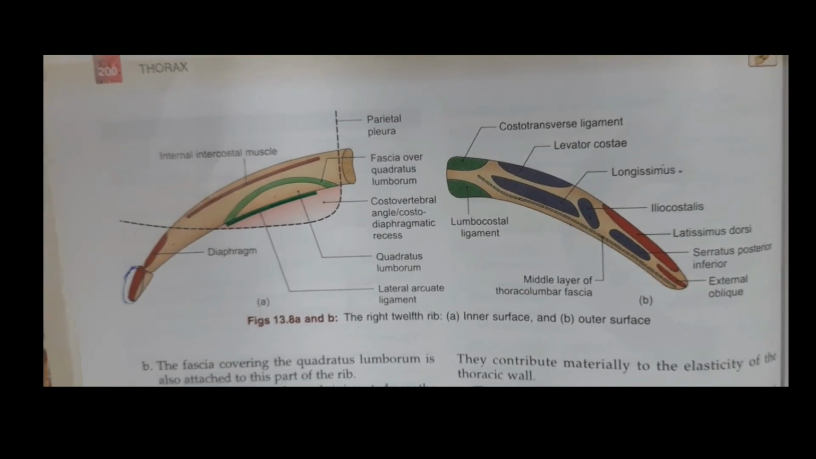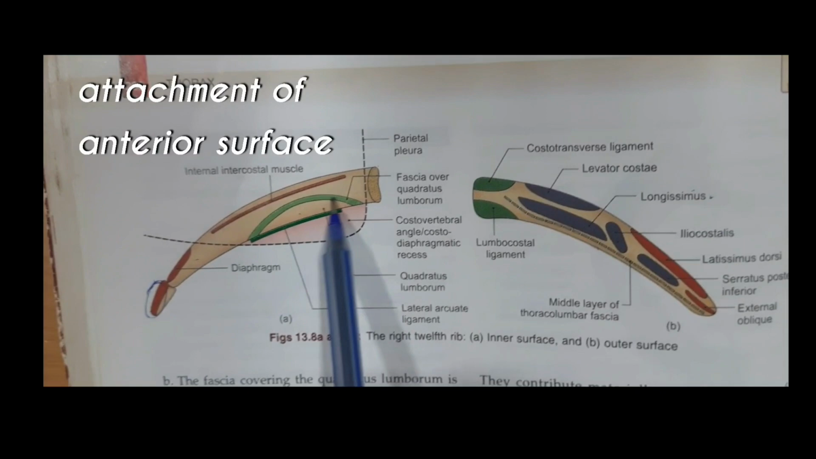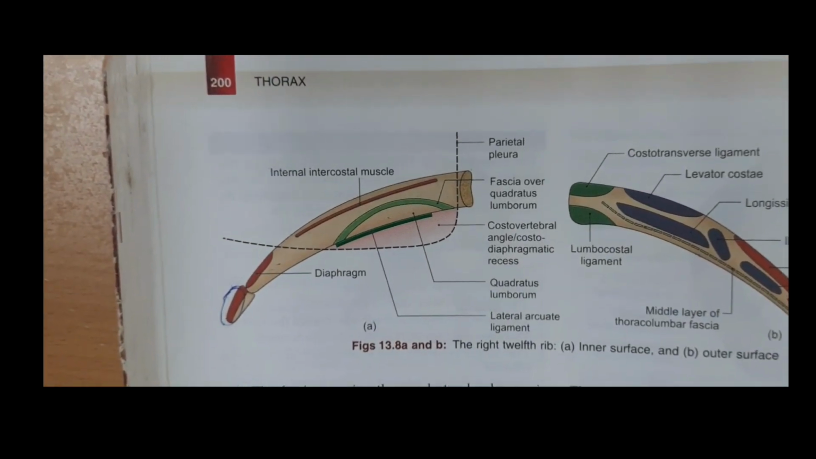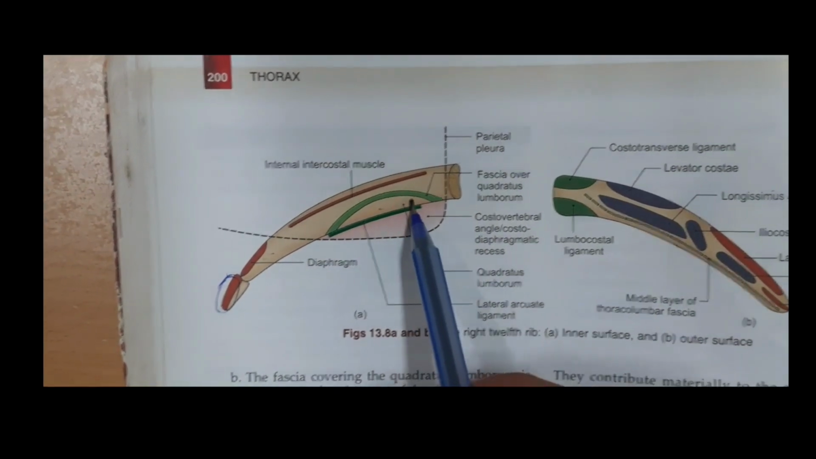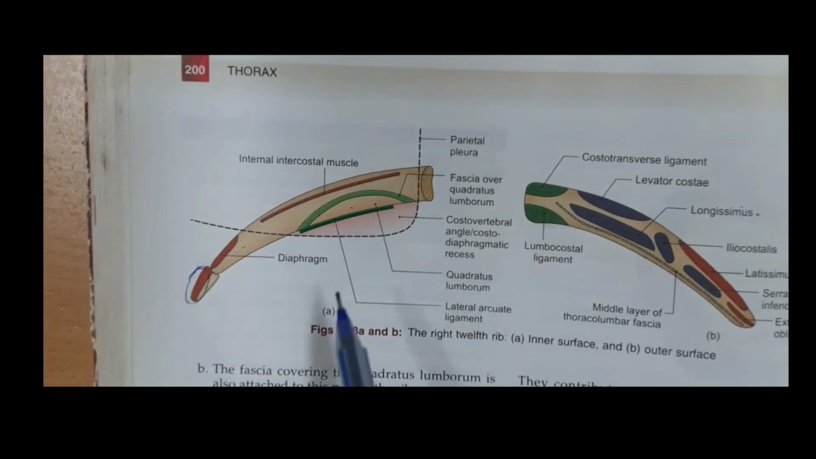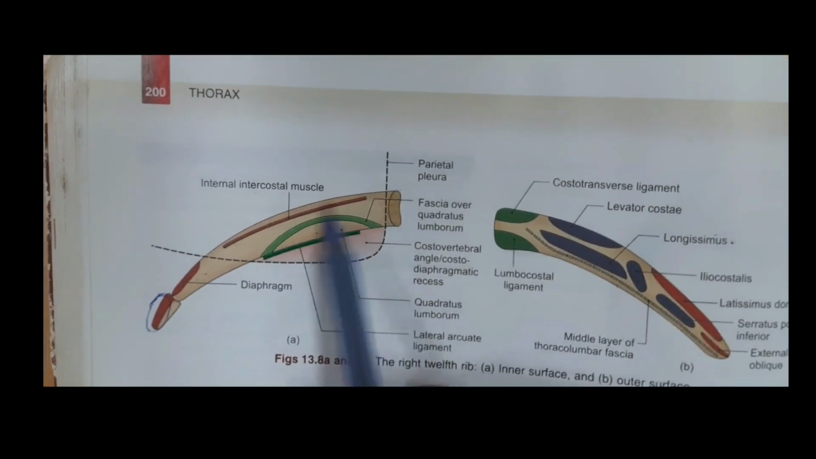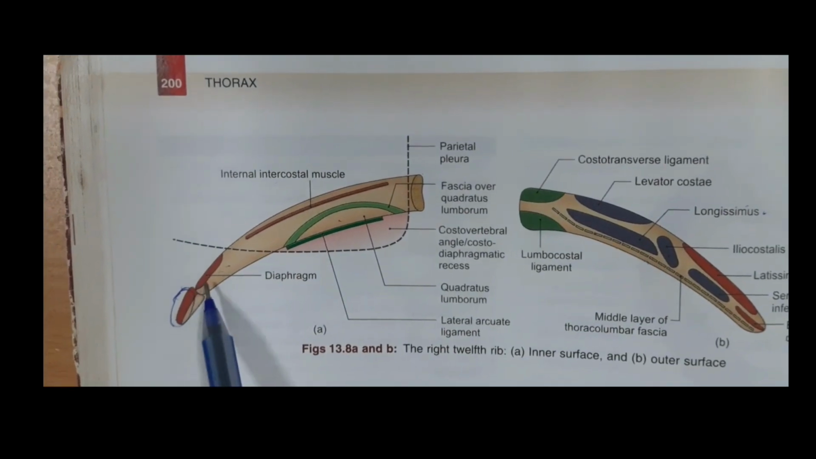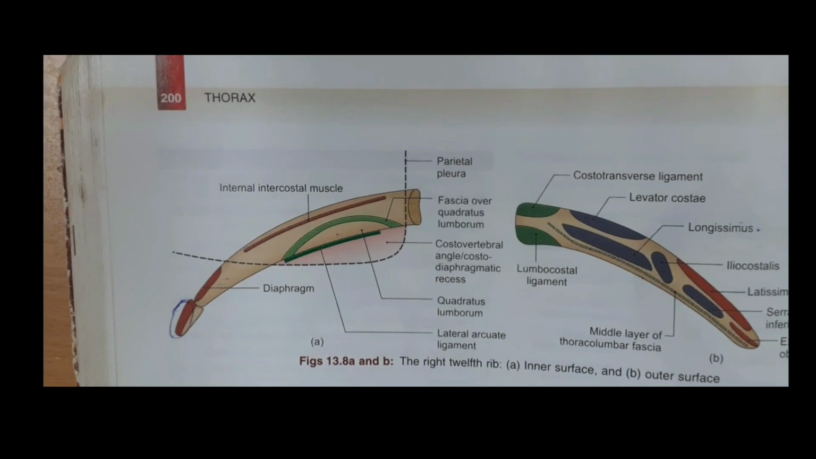Now coming to the attachments over the anterior surface. So this one is the anterior surface. Here in the lower part of the medial half there will be attachment of the quadratus lumborum muscle and the fascia covering that muscle. In the upper part there will be intercostal muscle attachment. In the lateral one-third part there will be attachment of the diaphragm.